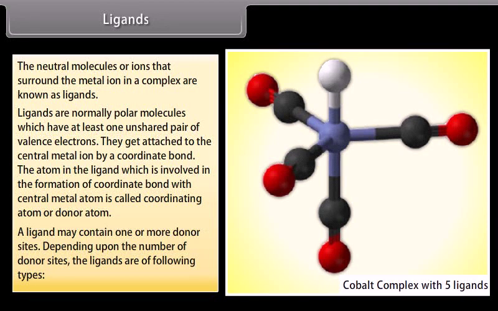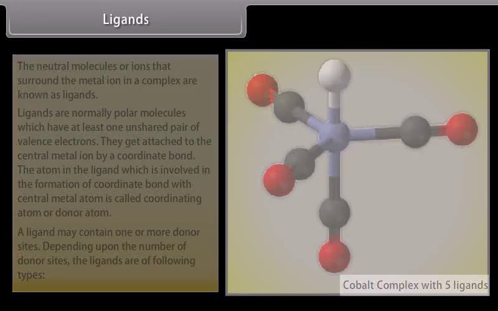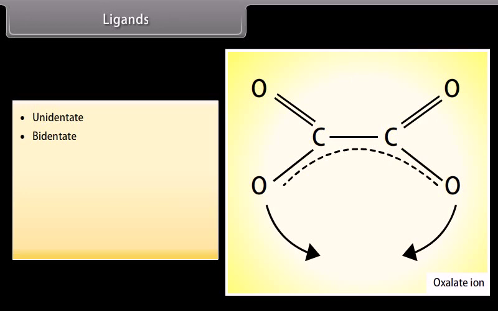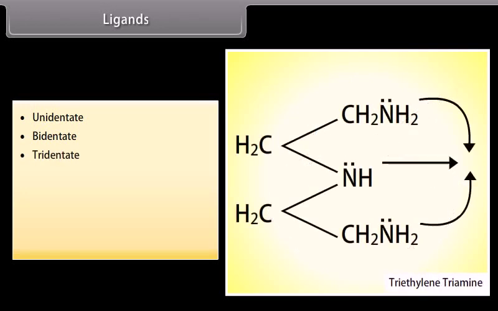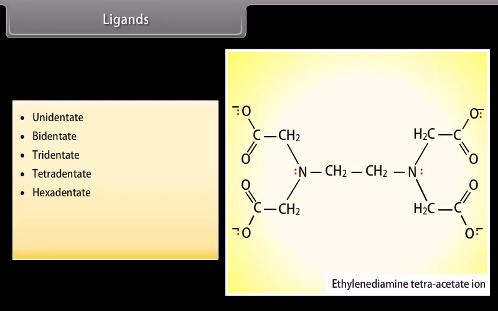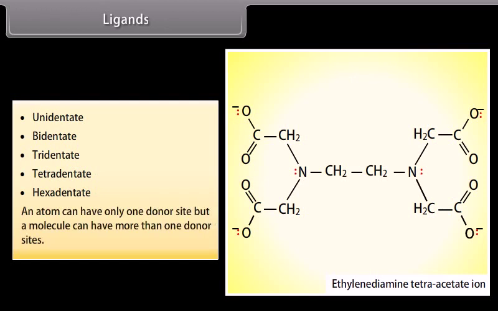A ligand may contain one or more donor sites. Depending upon the number of donor sites, the ligands are of following types. Unidentate with one donor site, for example, carbonate ion. Bidentate with two donor sites, for example, oxalate ion. Tridentate with three donor sites, for example, triethylene triamine. Tetradentate with four donor sites, for example, triethylene tetraamine. Hexadentate with six donor sites, for example, ethylenediamine tetraacetate ion. An atom can have only one donor site, but a molecule can have more than one donor sites.